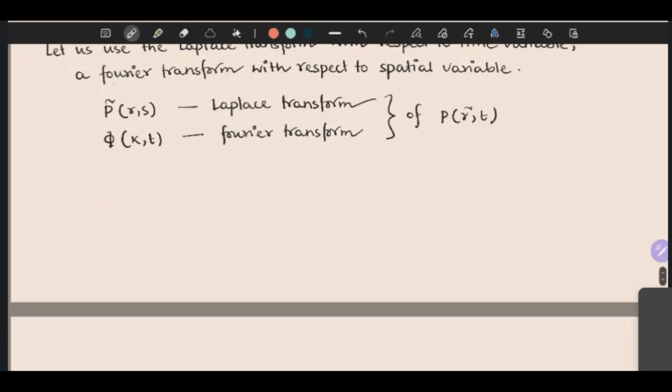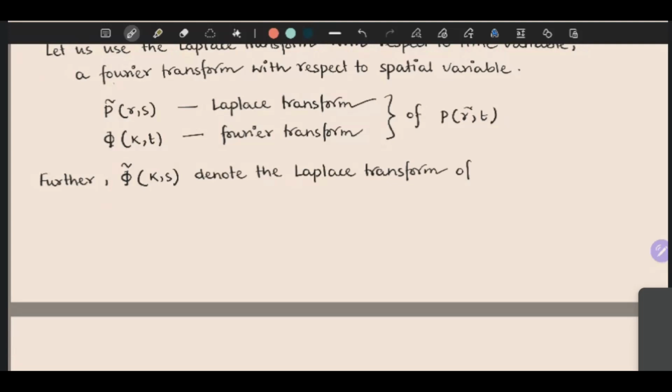Let's say phi(k, s) denotes the Laplace transform of phi(k, t). So please be attentive to how we are solving this step by step. We are again taking the Laplace transformation of the Fourier transform.